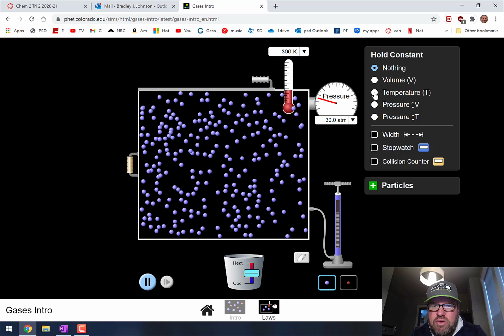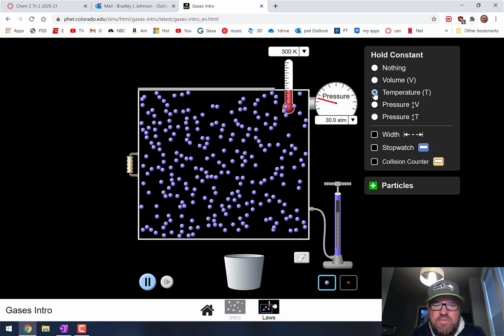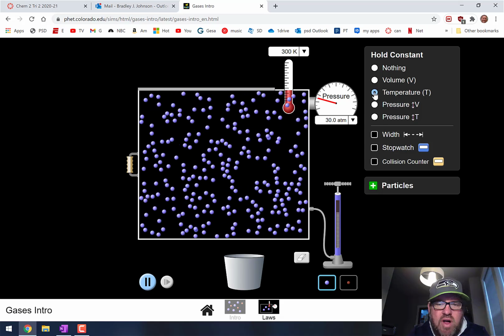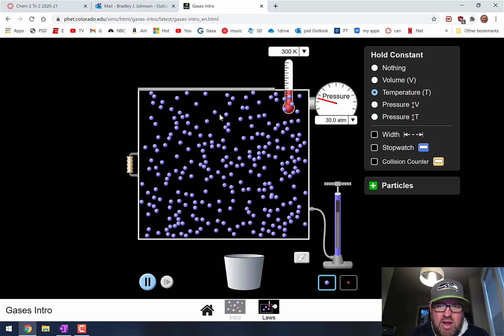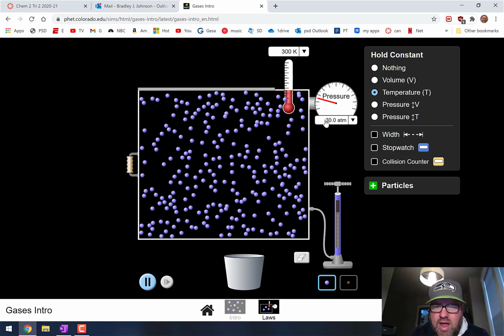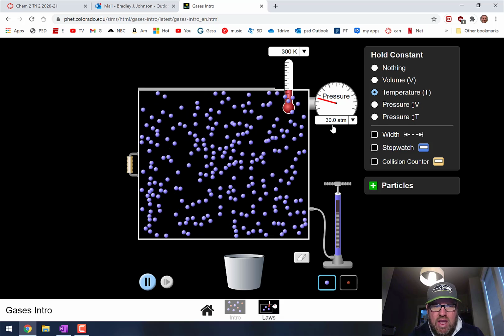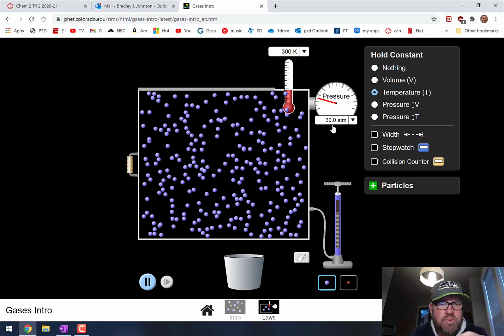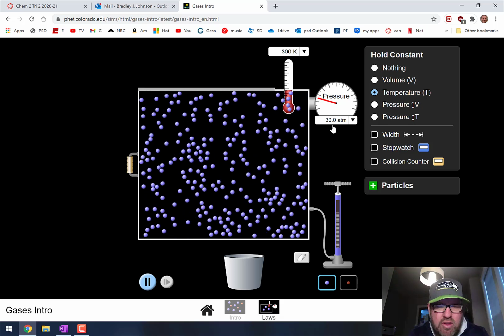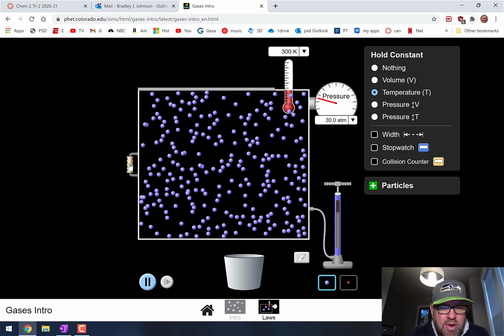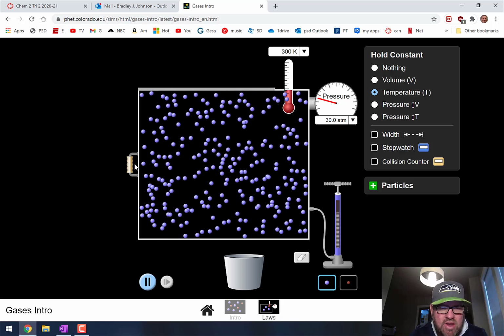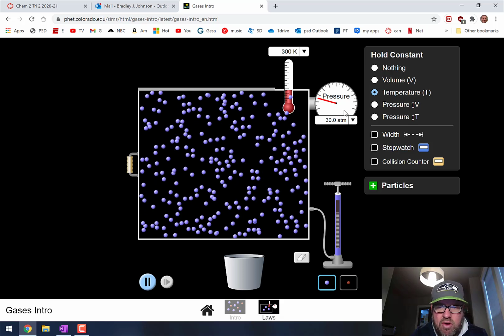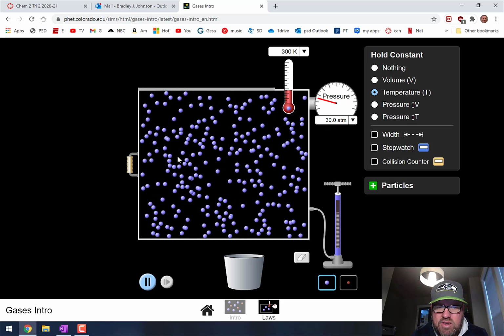Now what we're going to do is hold the temperature constant, and I'm going to change the volume of this container. Notice my pressure right now says 30 atmospheres. Again, that's based on those gas particles hitting the walls of the container. What I'm going to do is move this. See this handle right here? I'm going to move it out a little bit farther. And what I want you to focus on here is the pressure.